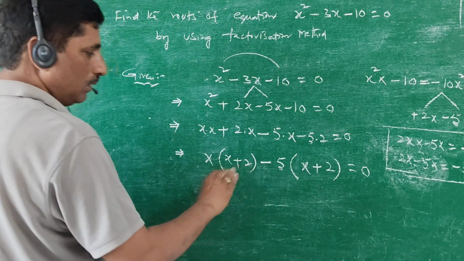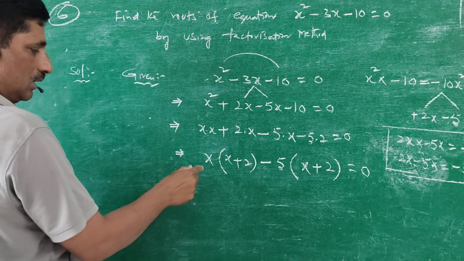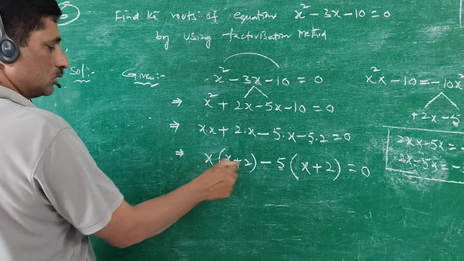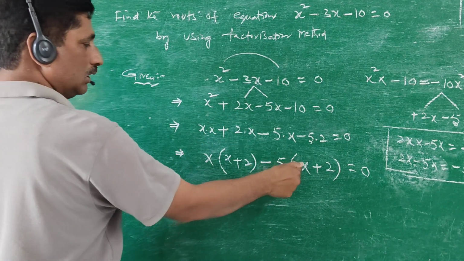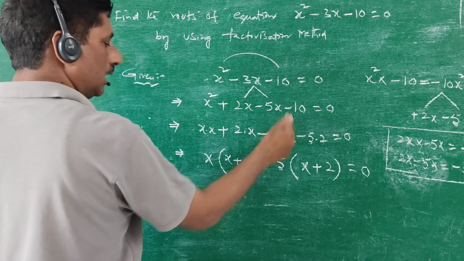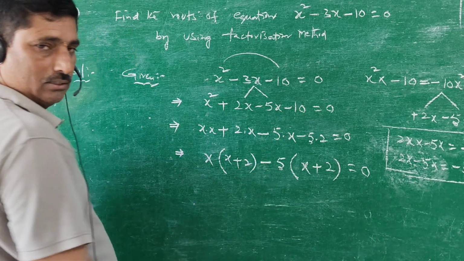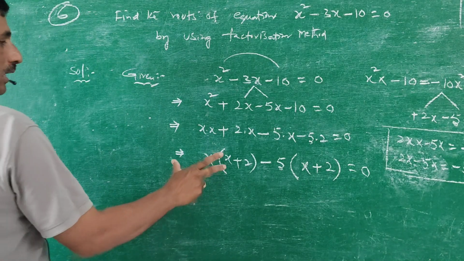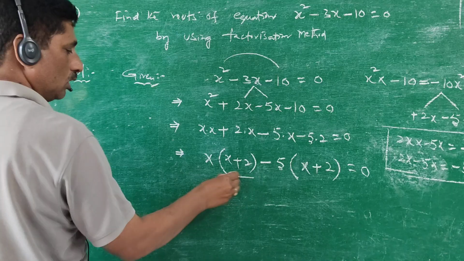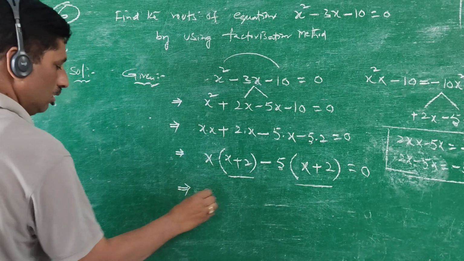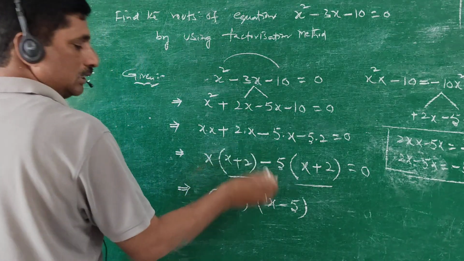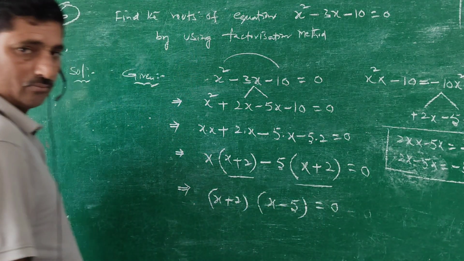Again if you multiply, you will get the same expression. See here, x into x, x square, plus into plus is plus, x 2s are 2x, minus into plus is minus, 5 into x, 5x, minus into plus is minus, 5 2s are 10. I hope you understand. Up to here is one term and this one is another term. In those two terms, if I take x plus 2 common, the remaining term is x minus 5. x minus 5, that is equals to 0.